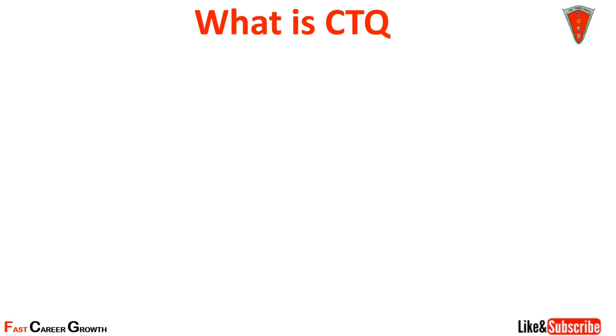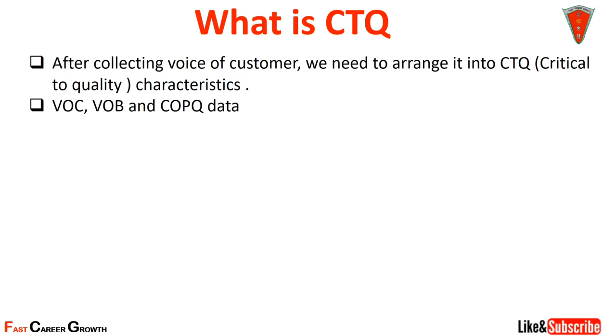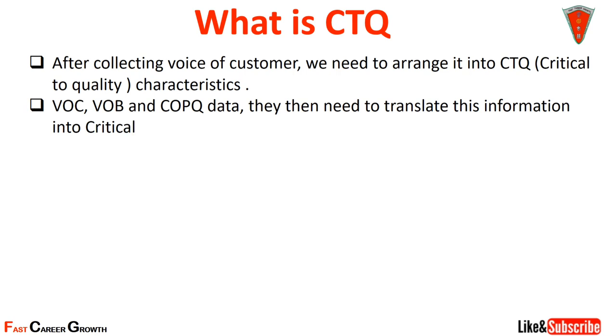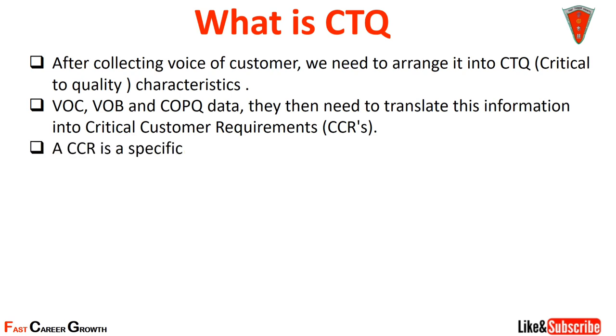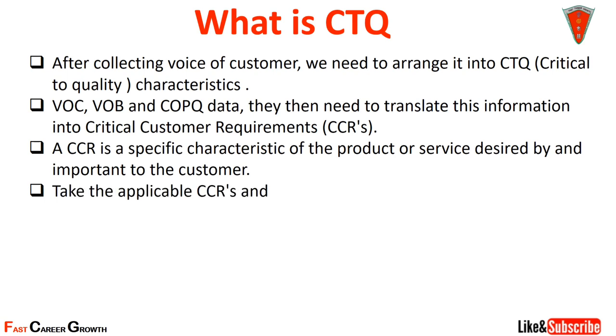So what is critical to quality? After collecting voice of customer, we need to arrange it into critical to quality characteristics. So voice of customer, voice of business and cost of poor quality data then need to be translated into critical customer requirements, that is CCR. A CCR is a specific characteristic of the product or service desired by and important to the customer. Take the applicable CCRs and translate them into critical to quality measures.